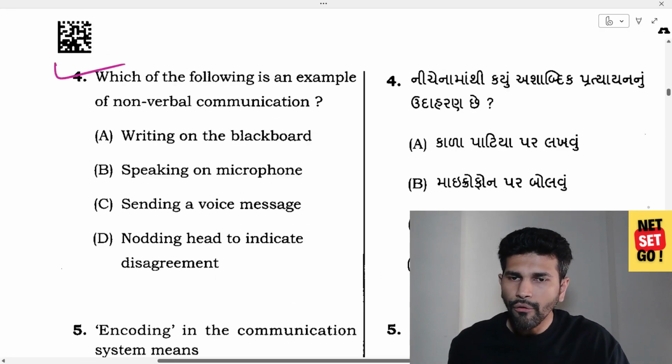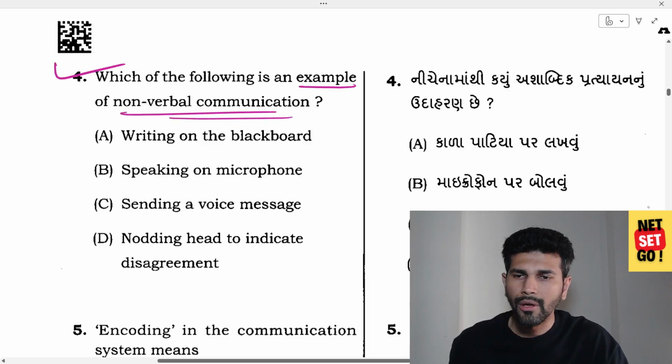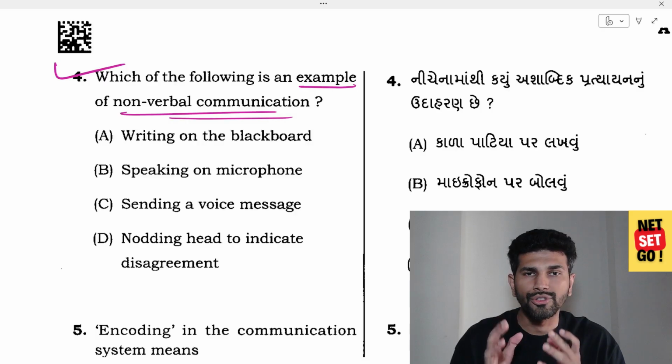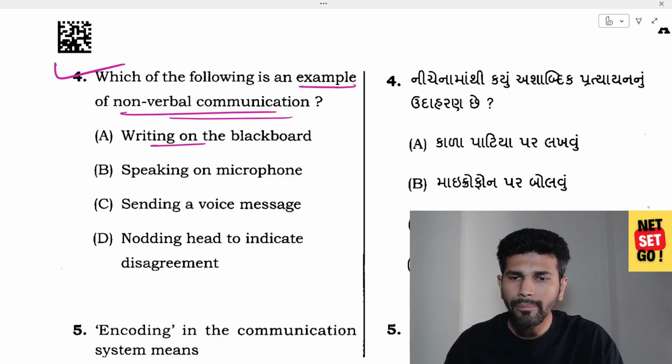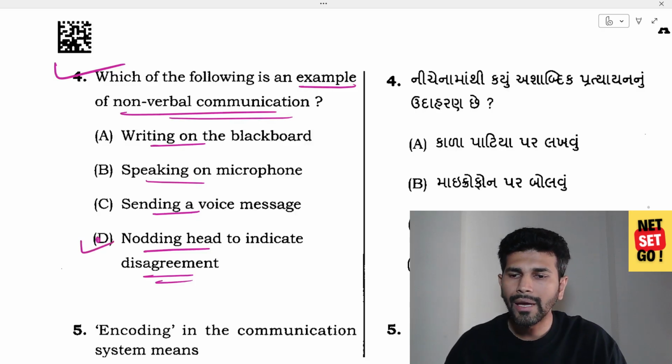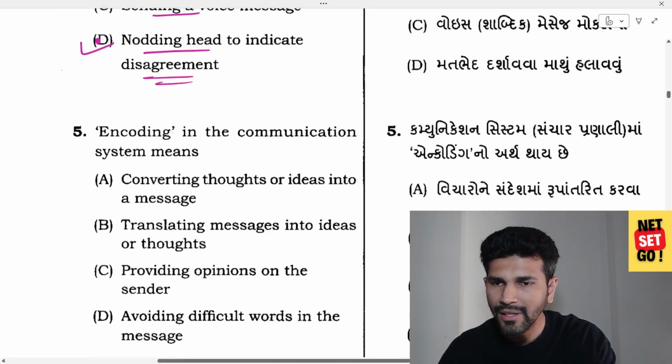Next, which of the following is an example of non-verbal communication? Non-verbal communication means by the way of expression or gesture, etc. Writing on background, speaking on microphone, sending a voice message, or nodding head to indicate the disagreement. So nodding head means disagreement. A nodding head is a gesture, is non-verbal communication. Without speaking anything or writing anything, we communicate. That is non-verbal communication. Option D is correct answer.